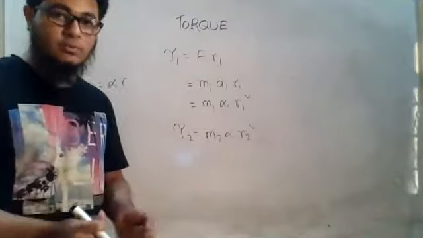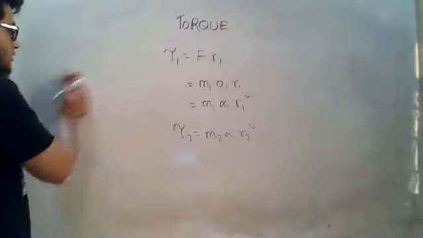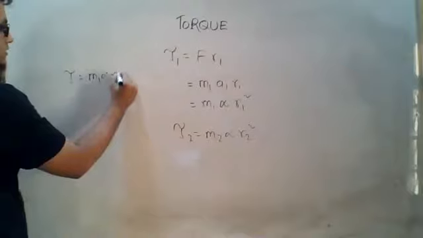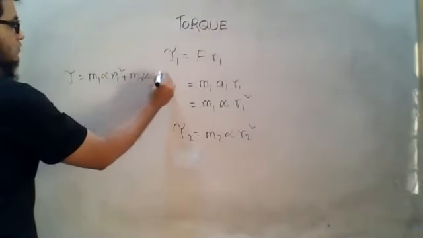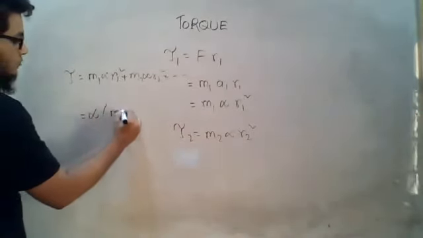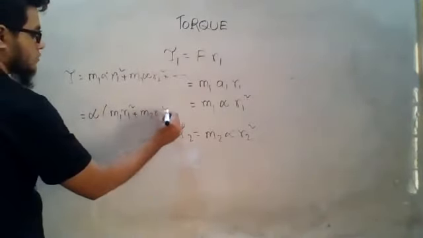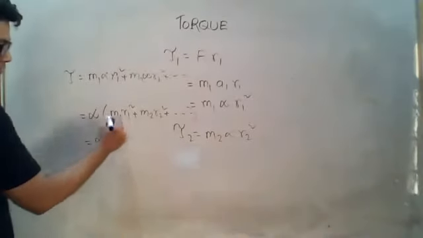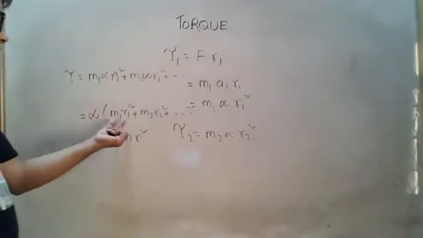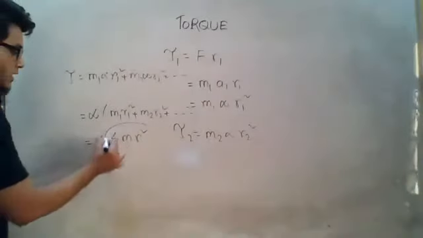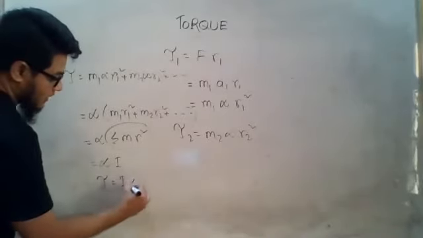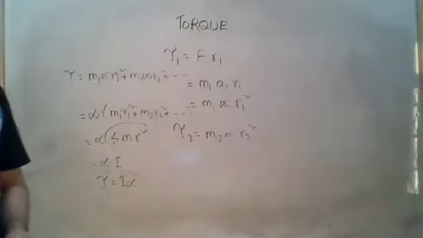Now if I take the summation of the torque of all the particles, then I will get the total torque of the whole body. So tau is equal to m1 alpha r1 square plus m2 alpha r2 square, and it will continue like this. If you take alpha common, it will be m1 r1 square plus m2 r2 square and so on. This can be written as the summation of m r square, and this is the moment of inertia. So tau is equal to I alpha. Is there any doubt in the proof?